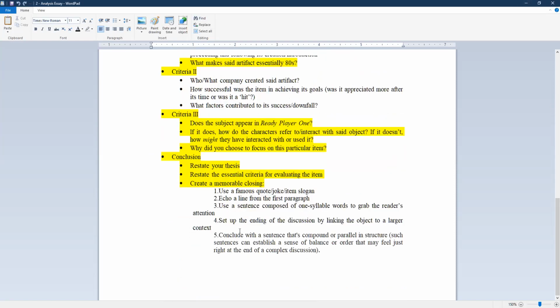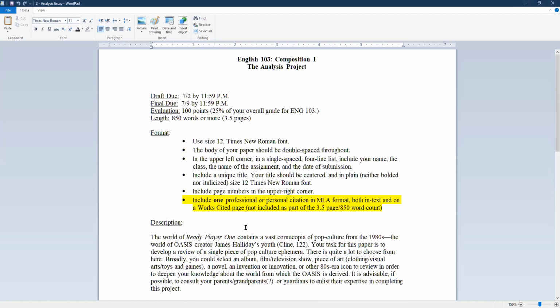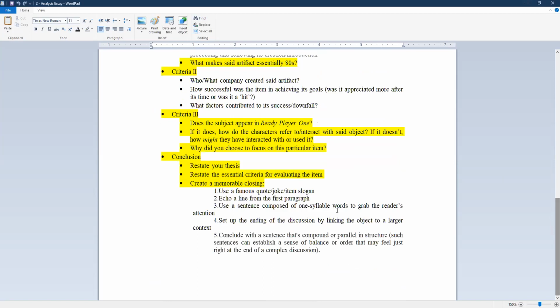A famous quotation, joke, slogan, so on and so forth. Echo a line from the first paragraph. Use a sentence composed of 1-syllable words, maybe to grab the reader's attention, things like that. Set up the ending of the discussion by linking the object to a larger context. Conclude with a sentence that's compound and parallel structure, something along those lines.